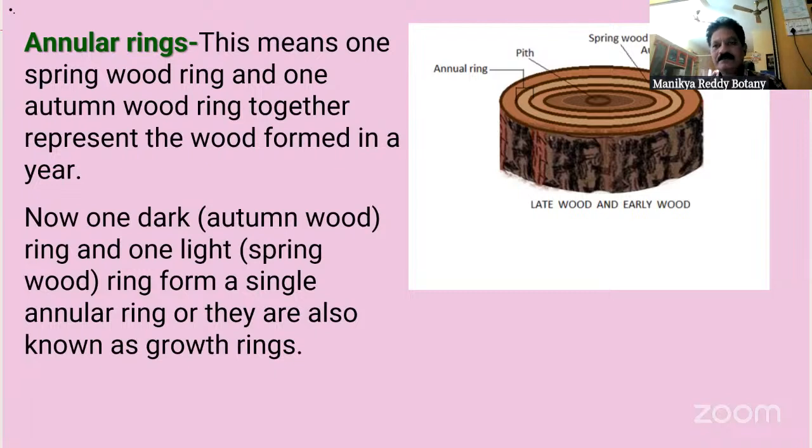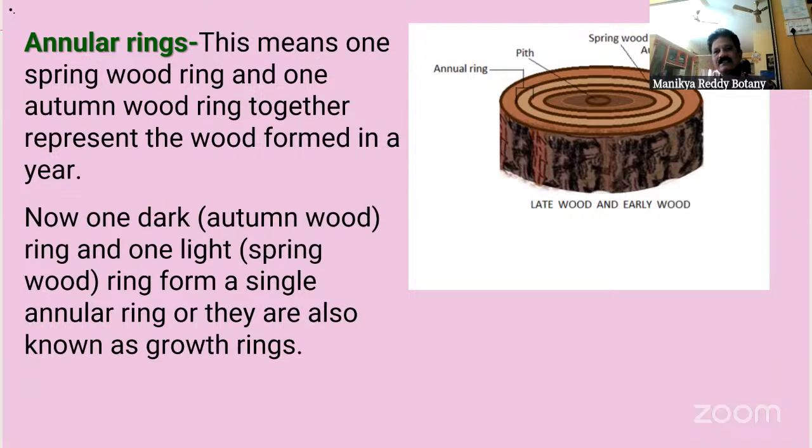That secondary xylem, which is formed during early season, that is spring season, is called spring wood. It has wider xylem vessels, with wider lumen, and is light in color. That wood is called early wood.